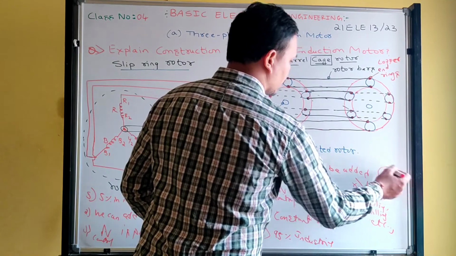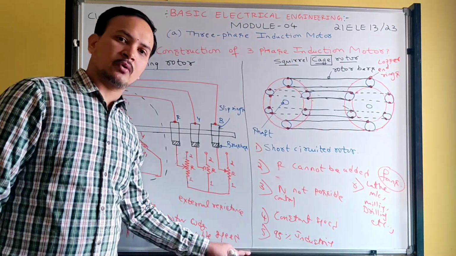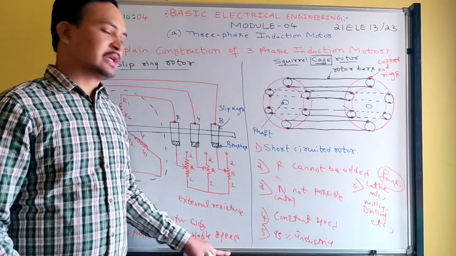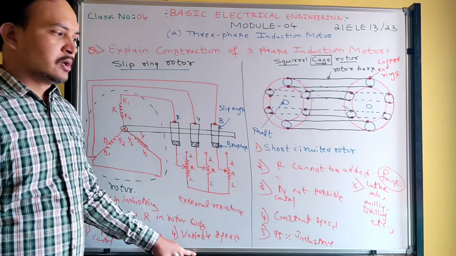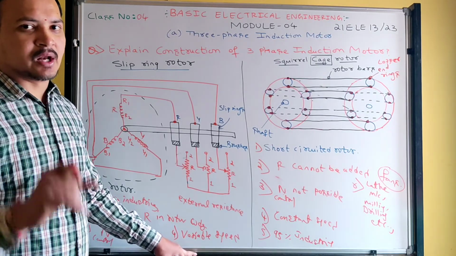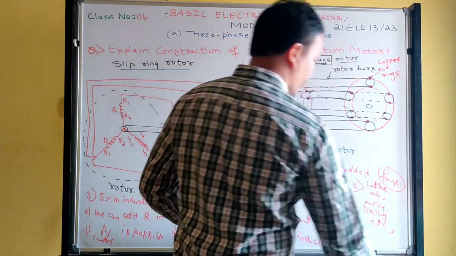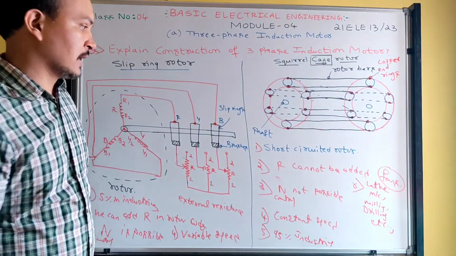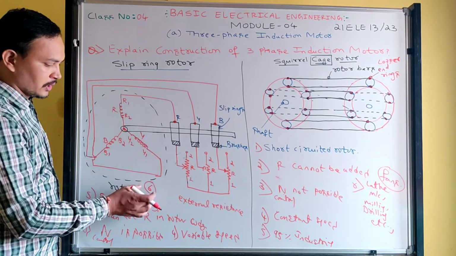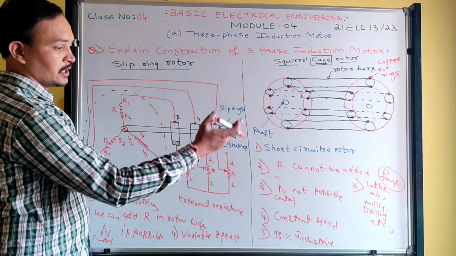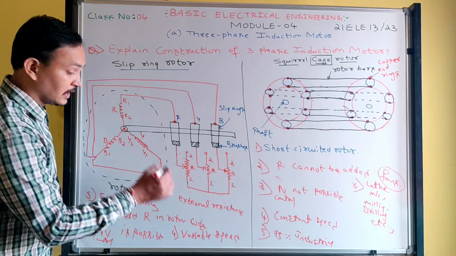So fans, nothing but big fans used in theaters and shopping malls like that. The fans we are using in our home are induction motors, but of very small size. Next, fans and blowers, etc. Then where can we use the slip ring rotor? Here you can use this rotor in lifts.